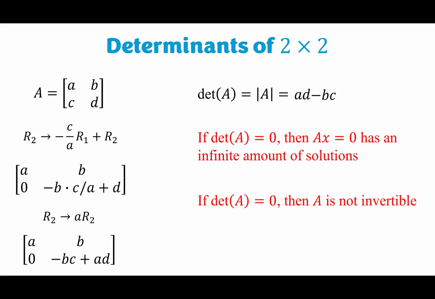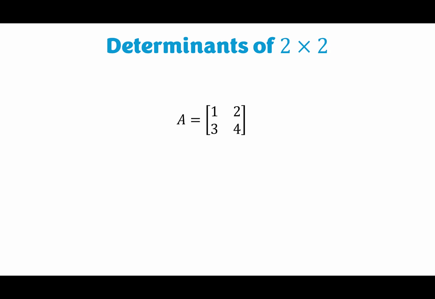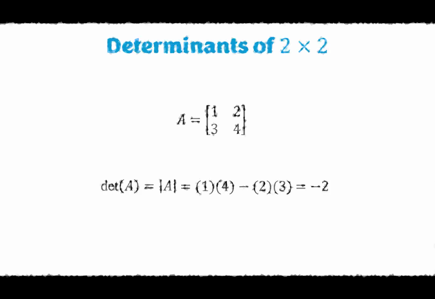All right, let's look at an example of a determinant of a 2x2. If we have the matrix 1, 2, 3, 4, then the determinant of A is AD minus BC, which is 1 times 4 minus 2 times 3, which is negative 2. That is the determinant of that 2x2 matrix. Right? Nice and quick for that calculation.